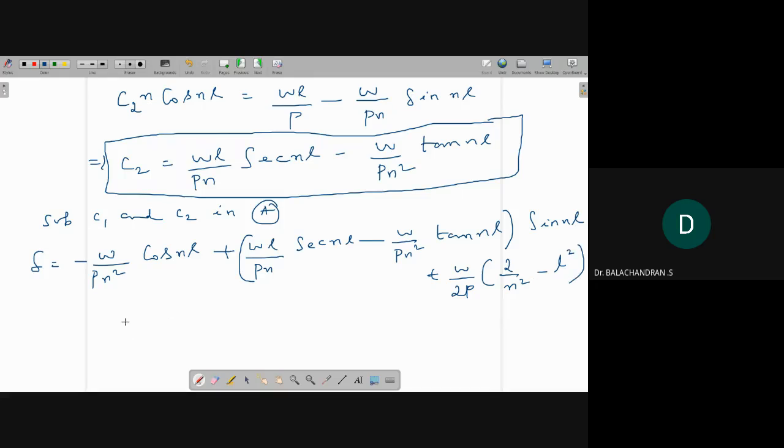Now, okay, multiply by sin nL, and then group it. So minus omega by p n square is common. Here you have cos nL. Here you have sin square nL by cos nL.